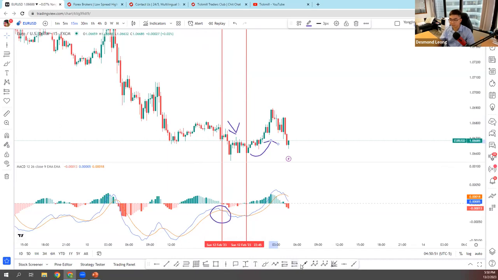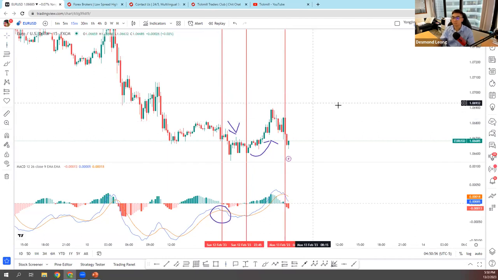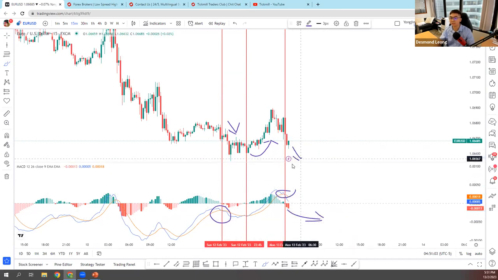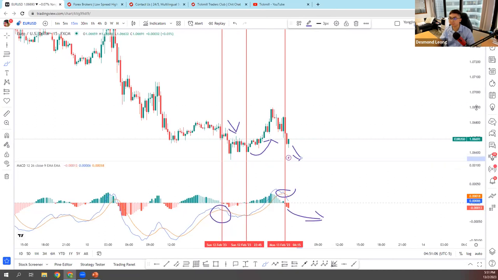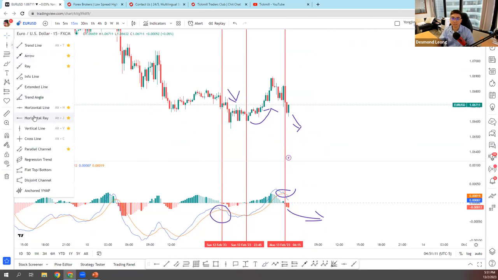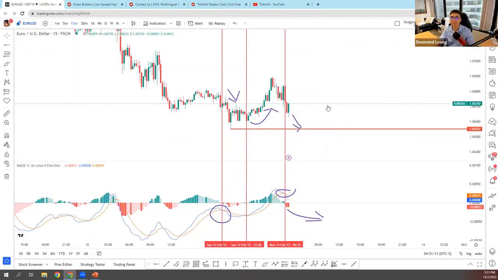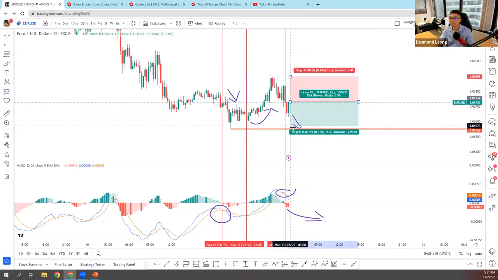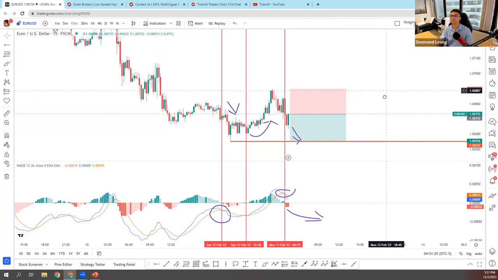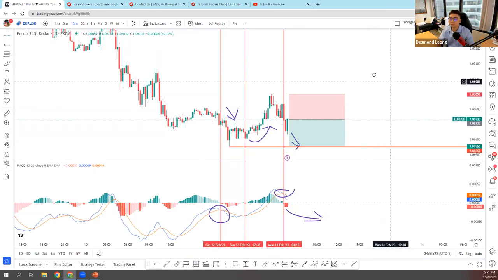Right now, at this point in time, price has just crossed over. So we might see bearish momentum continue for euro dollar towards the downside, maybe clearing out this previous low right there. That could be a target that you are aiming at. Short position, stop loss slightly above, and take profit right there.